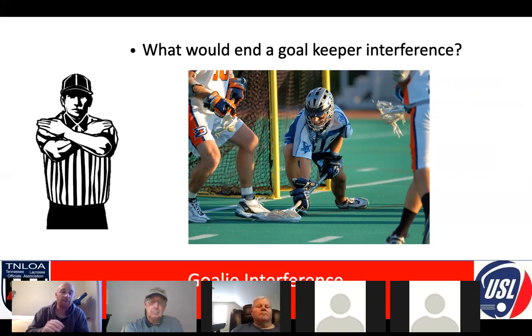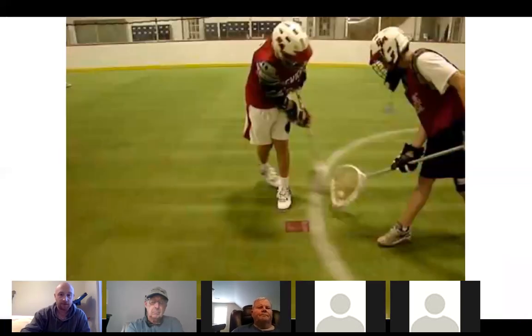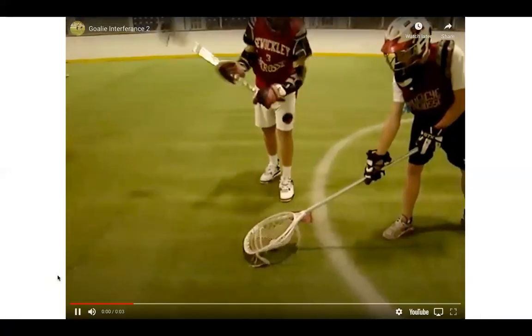What would end a goalkeeper interference? Remember the definition and the rule of a technical foul. Advantage, disadvantage. If the advantage has ended, that's when the goalkeeper interference is over. But if the advantage is still continuing, the play on is still in play. Okay, here's a scripted example of a goalkeeper interference. Go.